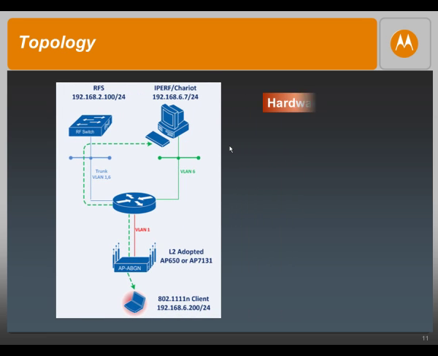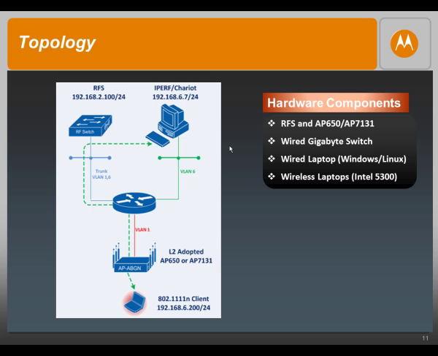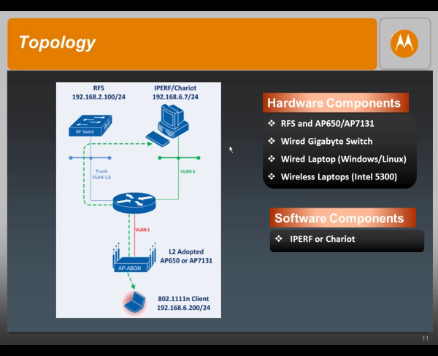The key components in our network are the RF switch with the AP650 or the AP731. We are using a wired gigabit switch for routing all the packets. A wired laptop is used to run the iPerf or Chariot software, and we have a wireless laptop which has the Intel 5300 chipset installed in it. We are using the Intel 5300 chipset because of its capability to transmit and receive packets at 300 megabit data rates, the full 802.11n rate set. Our software components are iPerf or Chariot.